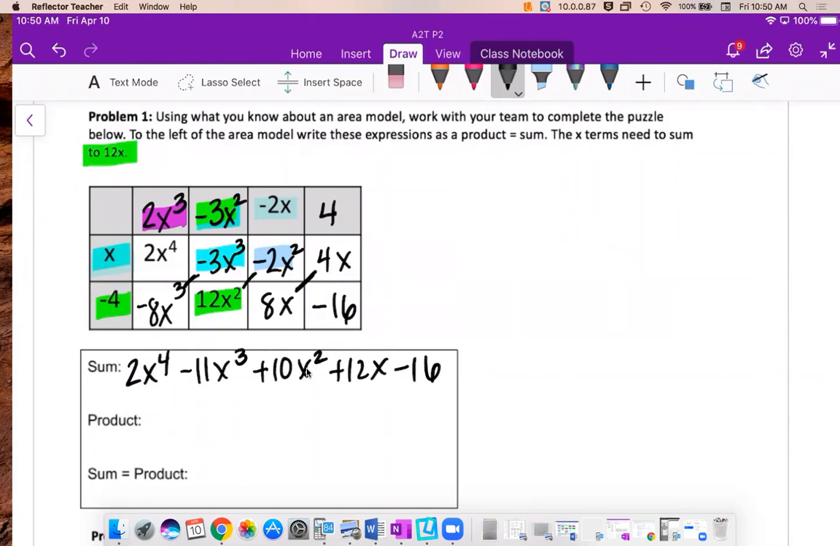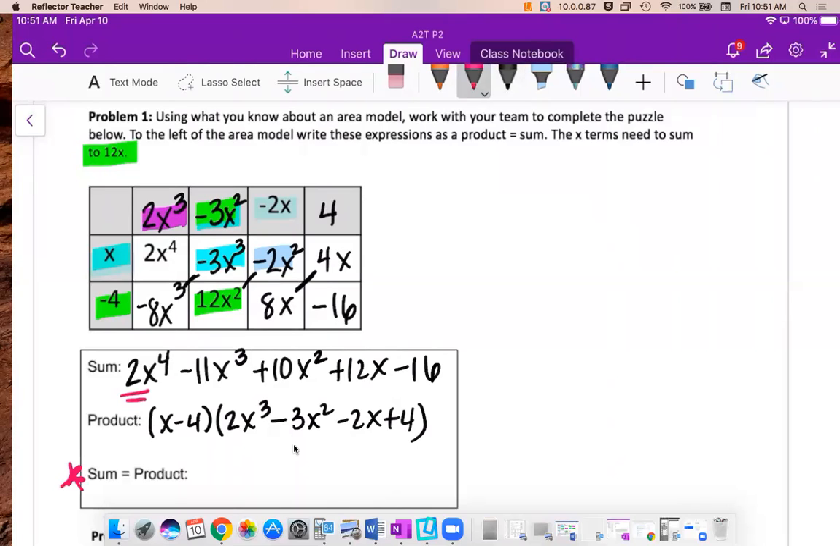It's all of the things added together on this inside here. And the product is the outside, what you were really multiplying together. So you're really doing x minus 4 times this 2x cubed minus 3x squared minus 2x plus 4. And then the important thing is knowing that these are equivalent. So when I take this side times this side, I get this inside expression. So that means both of these two ways of writing this equation are equal to each other. So it is really important to know that the sum equals the product when we do it in this way.